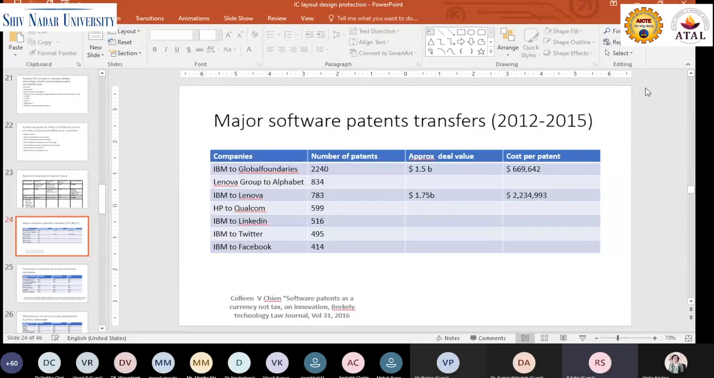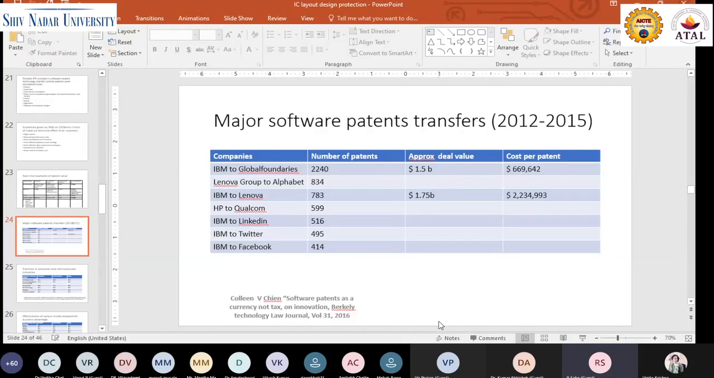So this is another set of data which talks about software patent transfers, and you see the number of patents that IBM has transferred to GlobalFoundries. Remember I mentioned foundries. These are the people who make IC circuits and fabricate semiconductor devices, and they charge a whole lot of money, so many billions.